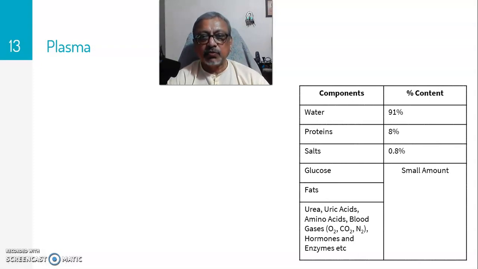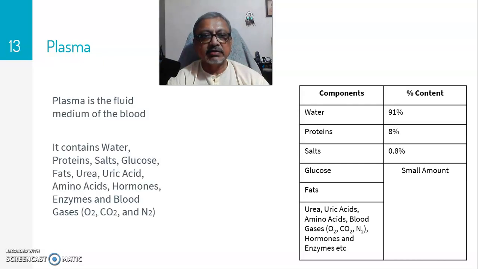Plasma contains 90% water and it has 8% protein. Moreover, plasma contains the salt, glucose, fats, urea, uric acid, amino acids, hormone, enzyme, and different blood gases like oxygen, carbon dioxide and nitrogen, etc.